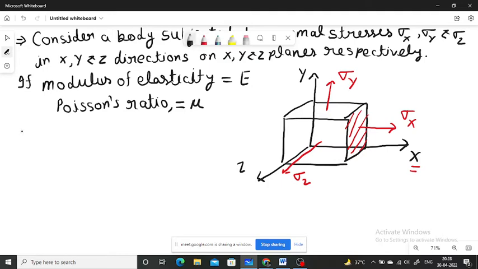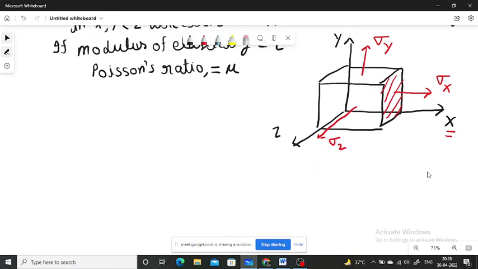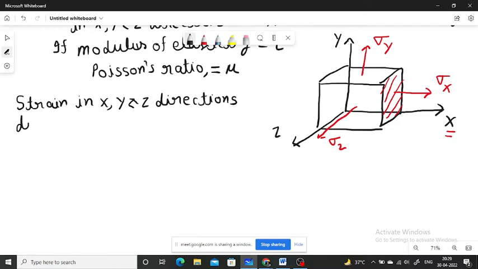Now here the strain in x, y, and z direction due to stress sigma x.